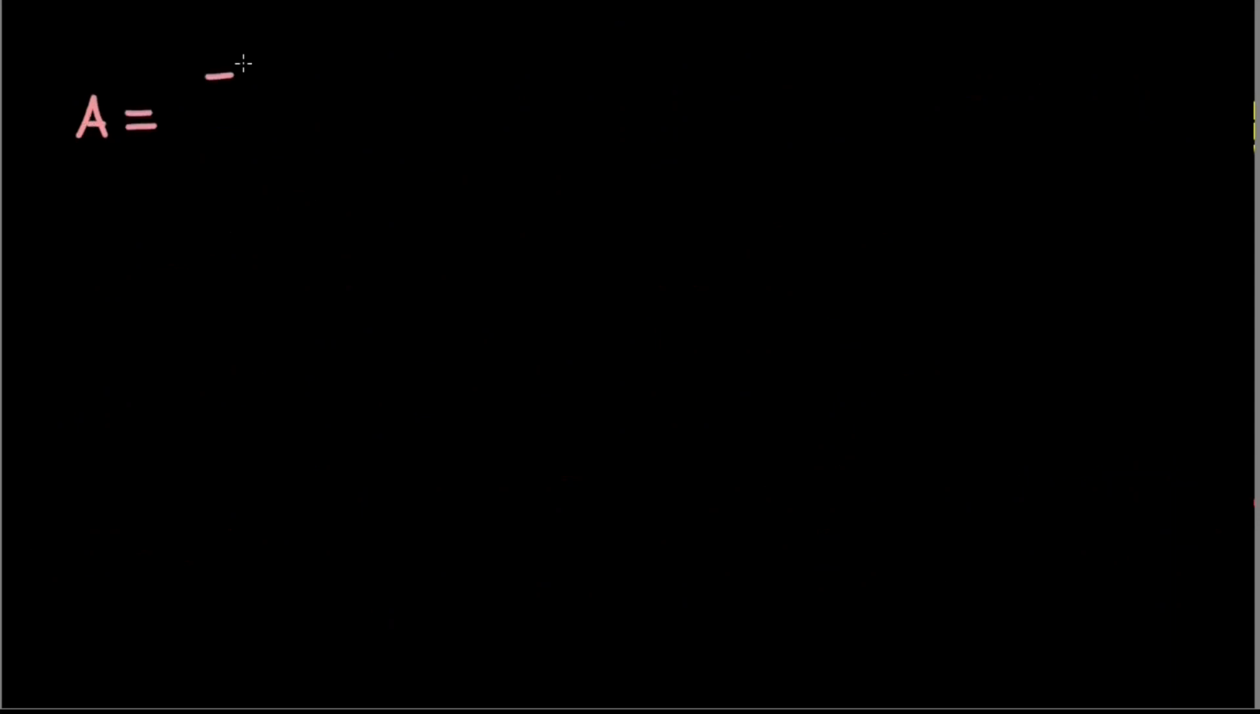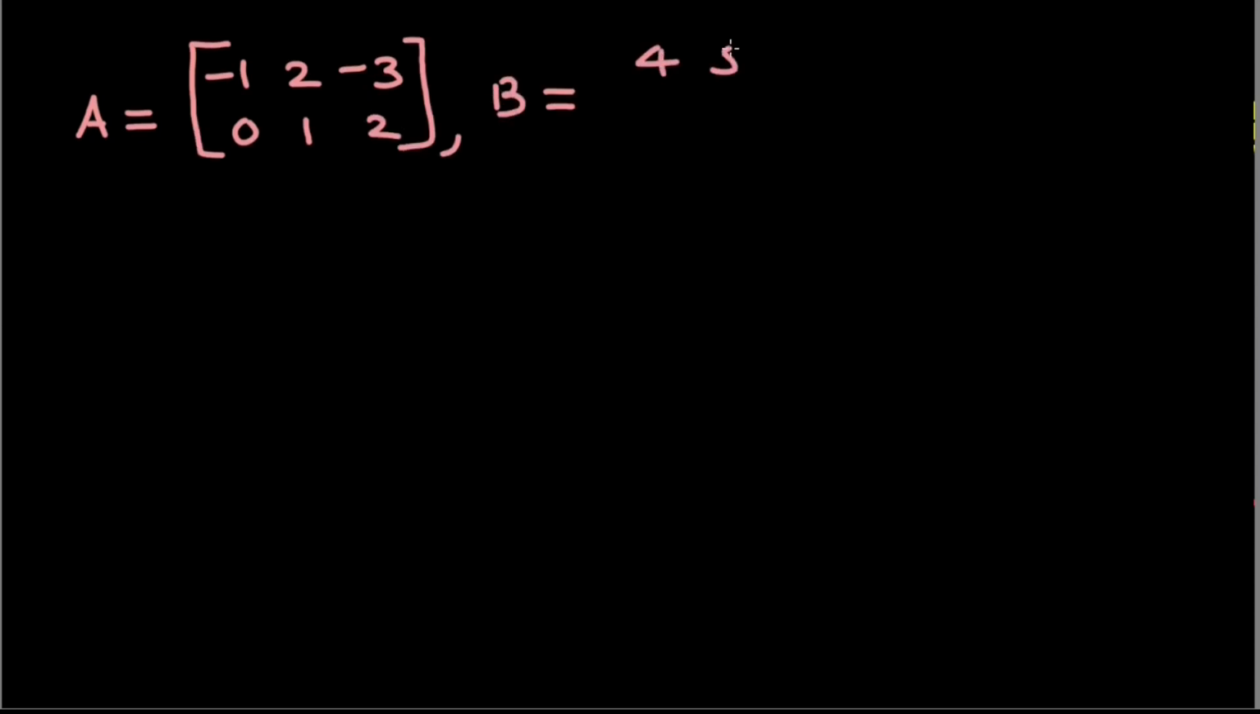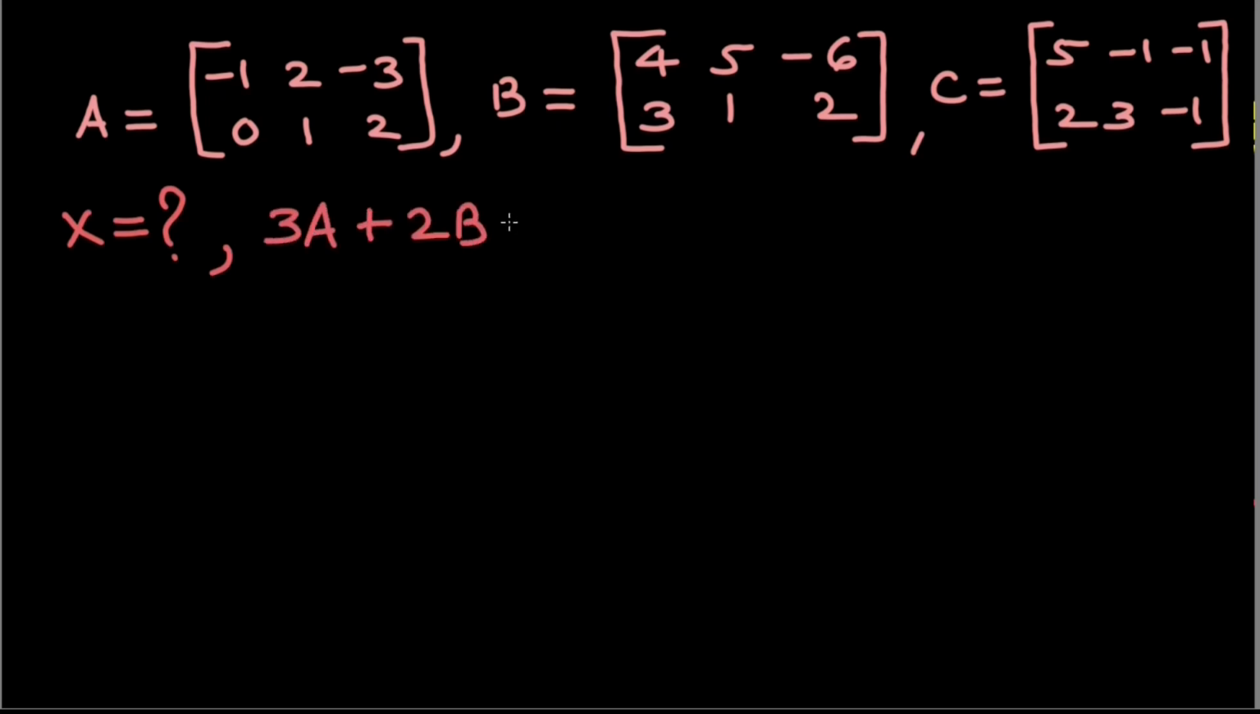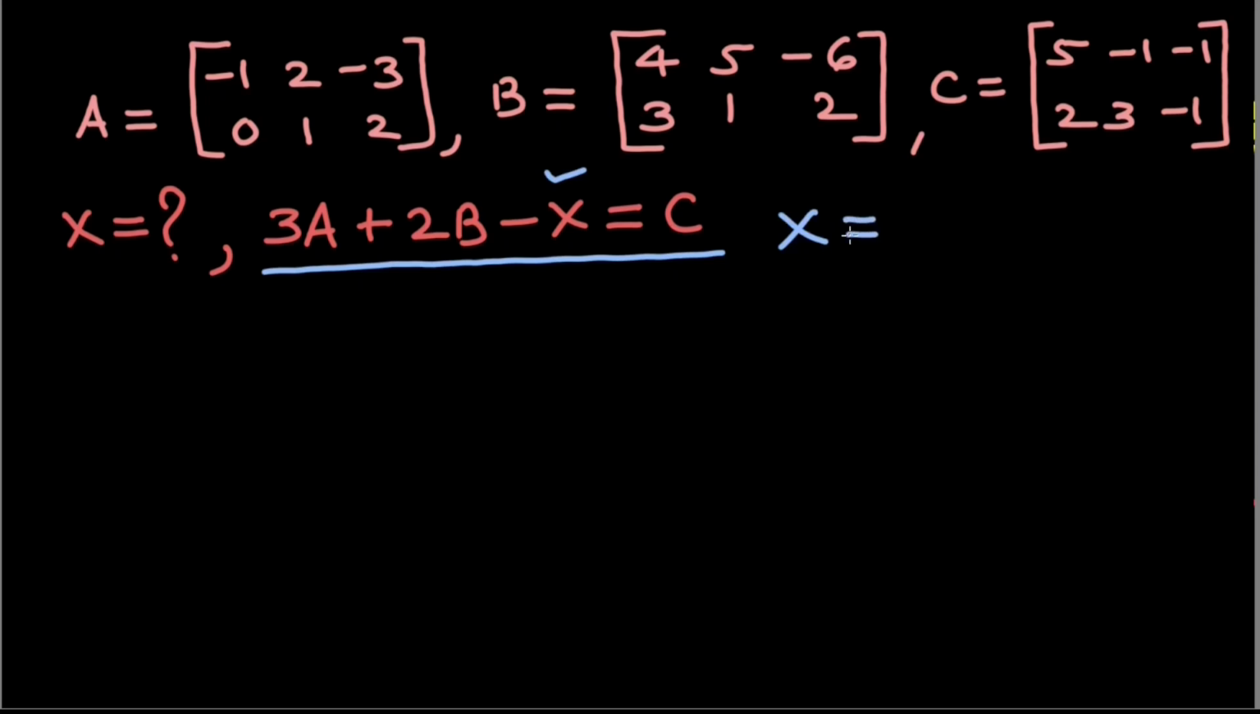If A is minus 1, 2, minus 3, 0, 1, 2, B is 4, 5, minus 6, 3, 1, 2, and C is 5, minus 1, minus 1, 2, 3, minus 1. We have to find matrix X such that 3A plus 2B minus X equals C. First we will solve this equation for X. That will be X equals 3A plus 2B minus C.